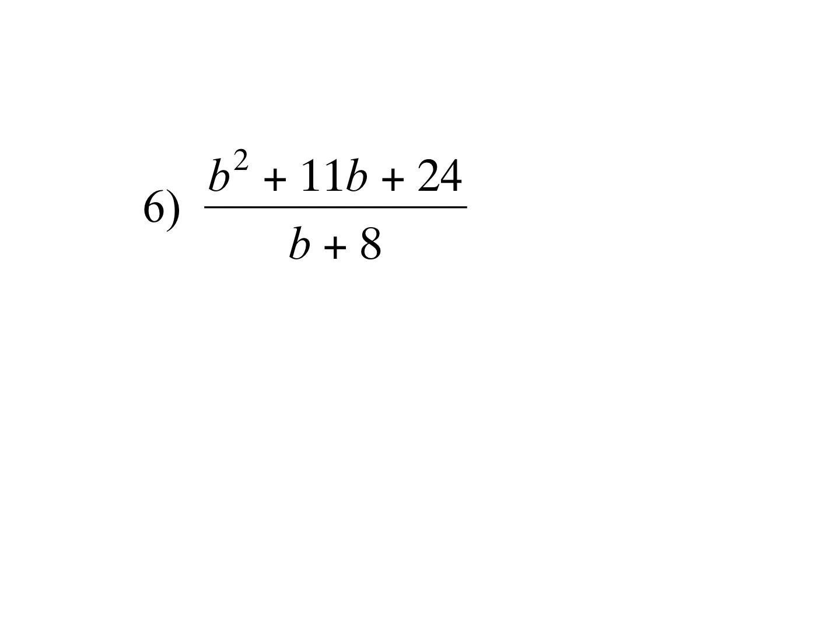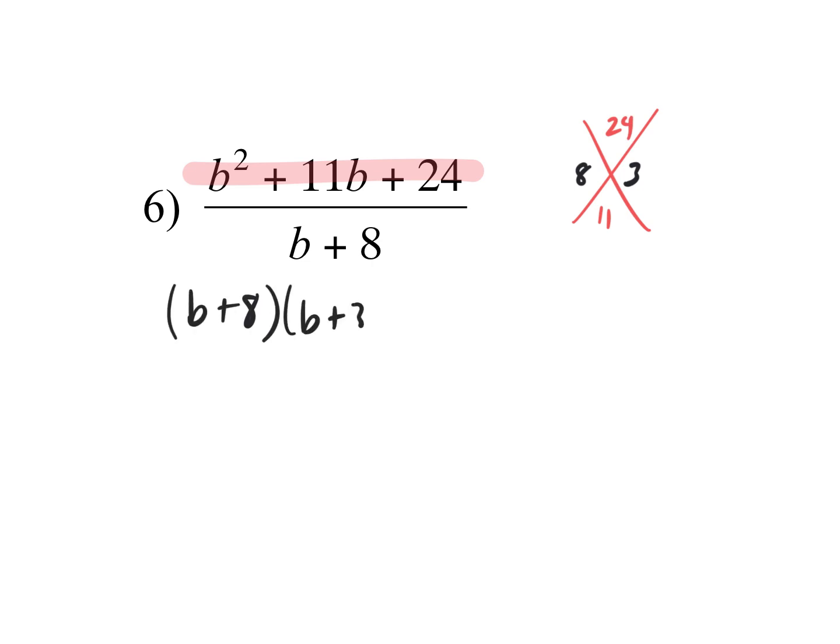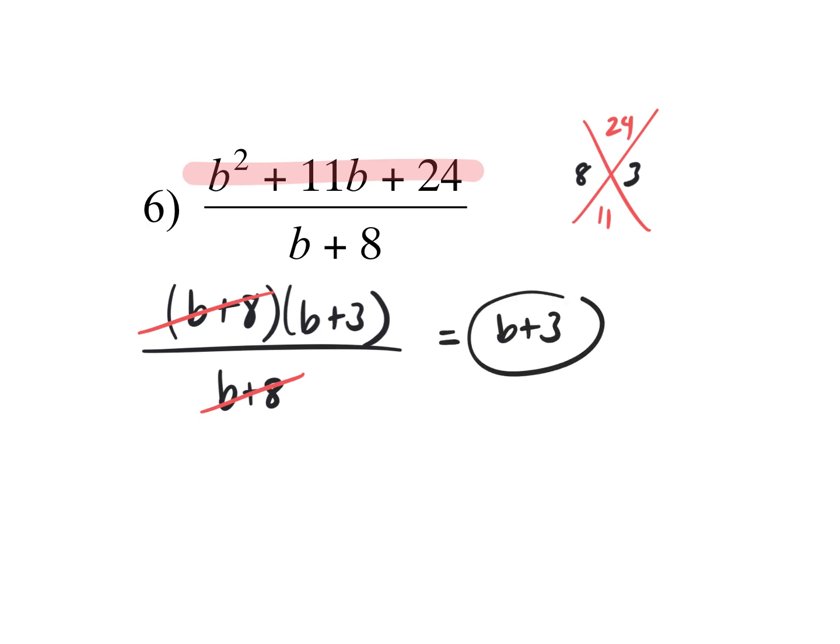All right, number 6, we are going to start out with a little factoring here. So it multiplies to be 24, adds to be 11. That looks to be 8 and 3. So I've got b plus 8 and b plus 3 on the top. And I'm dividing by b plus 8, which means I can cancel both of those out. And I'm just left with b plus 3.